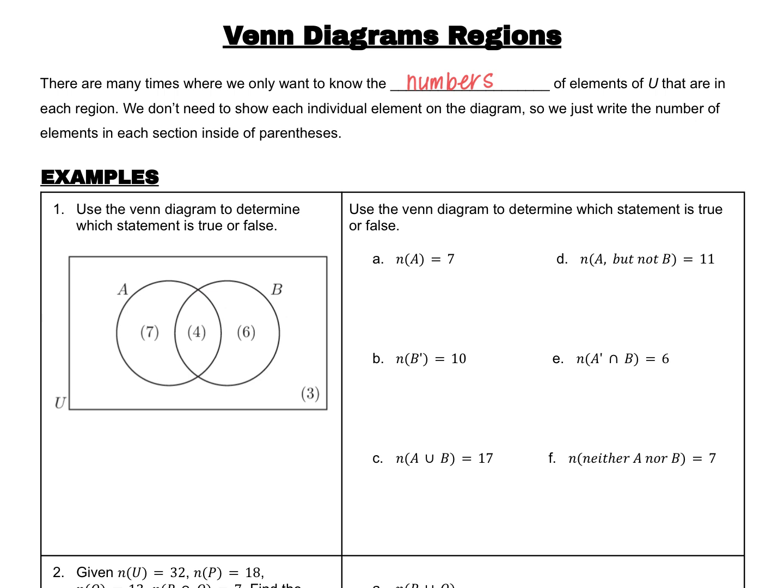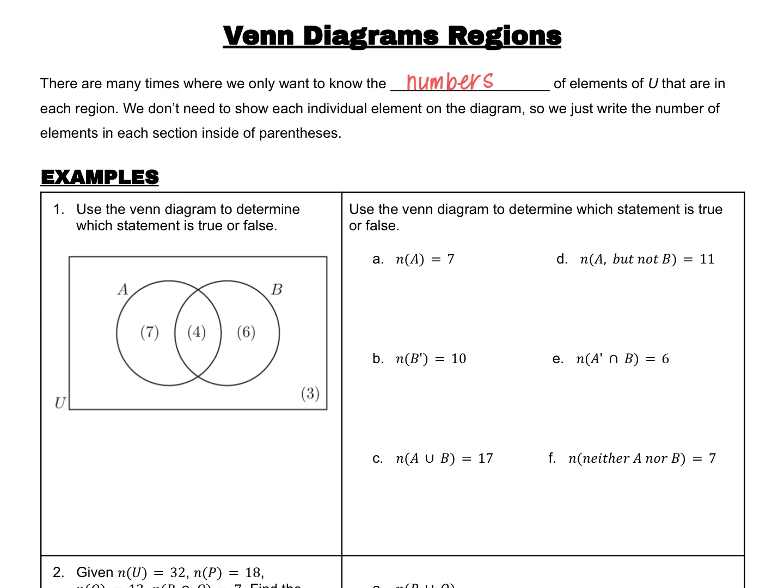So, example number 1, it says use the Venn diagram to determine which statement is true or false. Remember, anytime you have a Venn diagram and there are numbers written inside of parentheses, that is the number of elements in each section.